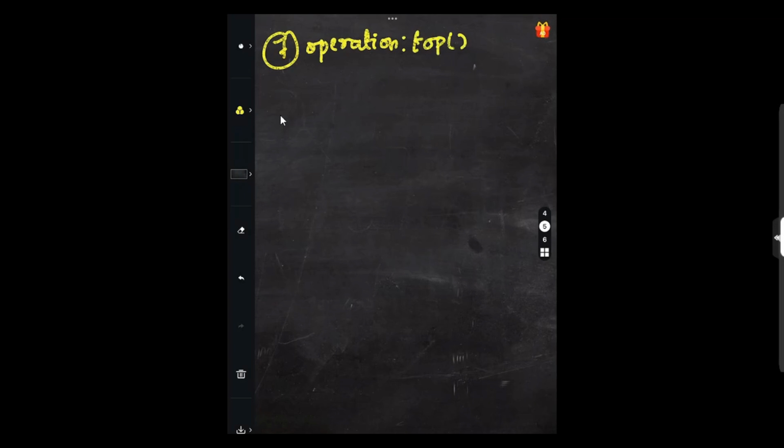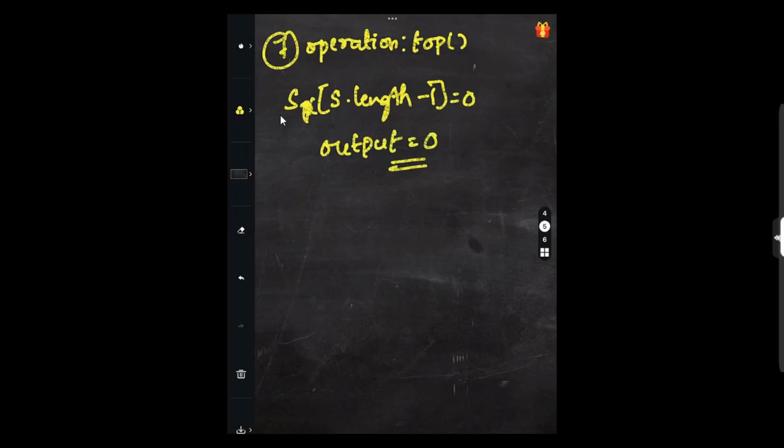So I'll just come here. We have to return the top of the main stack, right? Top of the main stack is nothing but s of s dot length -1, which is equal to 0. So the output will be here 0, right? I hope this is clear. We are just returning the top of the main stack. Top of the main stack is 0 now.